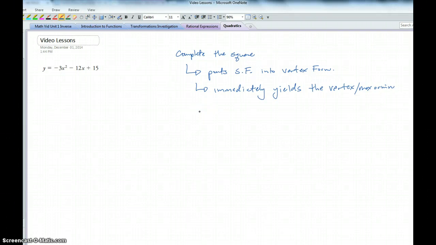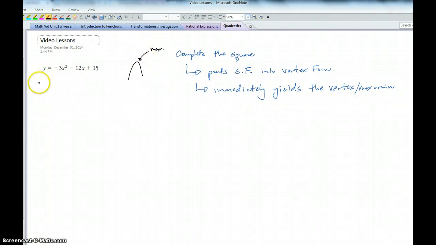It says here on the right, completing the square, we'll put the standard form of a quadratic equation into vertex form, and that immediately will yield what the vertex is and let you know what the max or minimum is. First thing I'm going to do, I have to anticipate and see, okay, I've got a negative value for the coefficient on x squared, so I know it's going to be a parabola that opens downwards like this, so I should have a maximum.